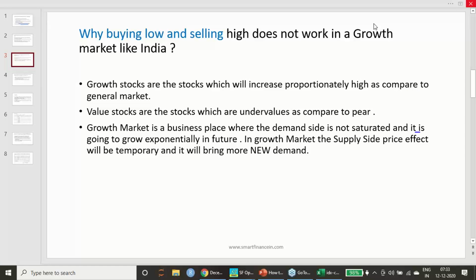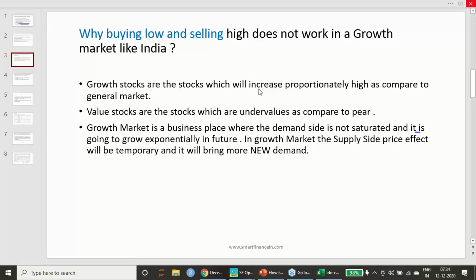It is not a good idea in a growth market like India. So what is a growth stock and what is a value stock, we must understand. What is a growth stock? A growth stock is one which will increase proportionally higher compared to the general market, and that is known as your growth stock.